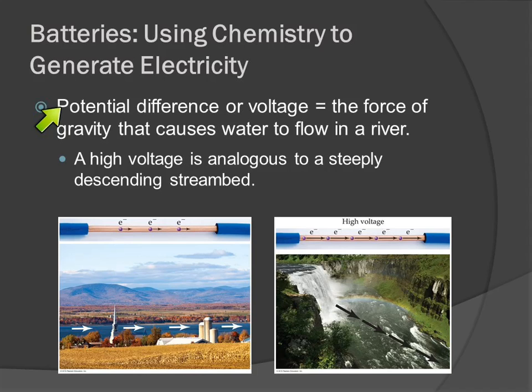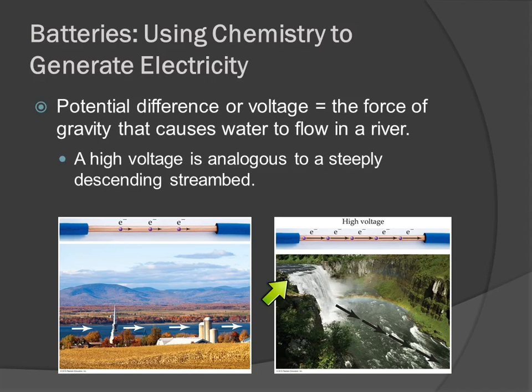The potential difference, or the voltage, is like the force of gravity. I mean, what causes water to flow in a river? Lakes don't flow. Why do rivers flow? Because they're going downhill, sometimes very gradually and sometimes more steeply. So here we see a river that has a shallow stream bed. It's just descending slowly, and so the water's going to flow slowly.